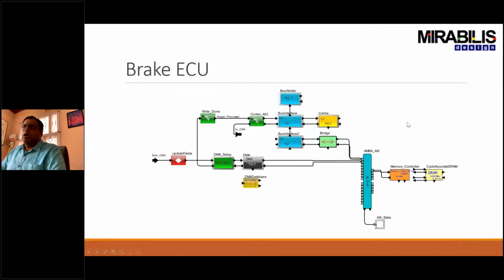Now, getting into the ECU itself, so I have the interface to CAN, and what I have here is I've got a DMA, I've got the Cortex, this is the ARM Cortex A53, with the buses, the L2 cache, AXI bus going out to an external memory, which is the DDR. So this is the ECU board that I've created for this particular braking system.